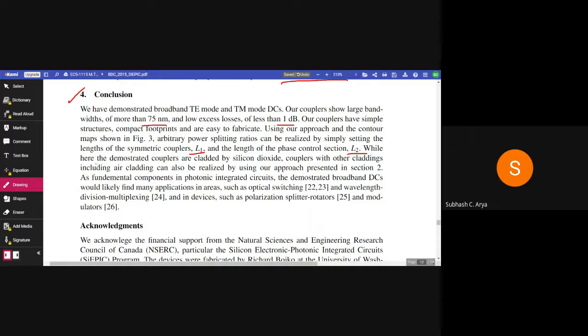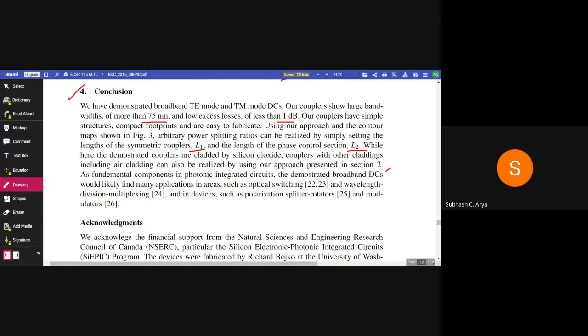While here the demonstrated couplers are cladded by silicon dioxide, couplers with other cladding, including air cladding, can also be realized by using our approach presented in section 2. As fundamental components in photonic integrated circuits, the demonstrated broadband directional couplers would likely find many applications in areas such as optical switching and wavelength division multiplexing, and in devices such as polarization splitter rotators and modulators.